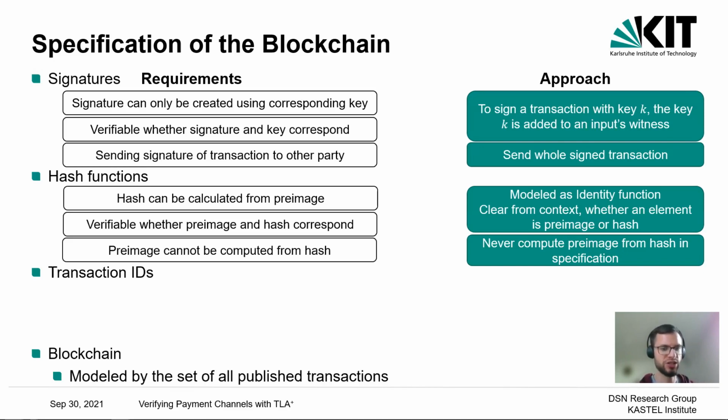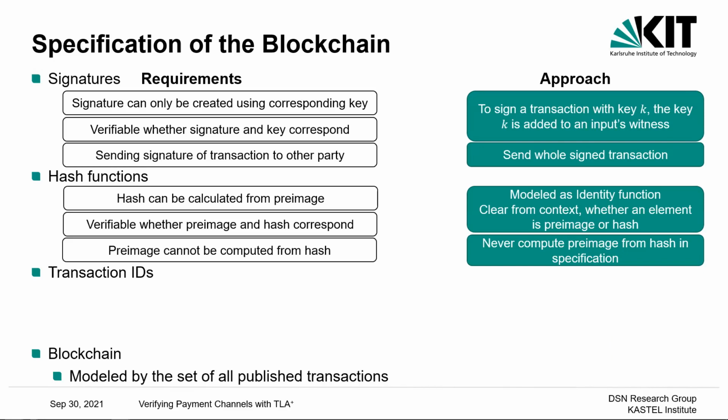And then we also have the requirement that a pre-image cannot be computed from a hash, or at least it is very difficult to find a pre-image for a hash. And to model this, in our specification, we simply never compute a pre-image from a given hash. So even an adversary is not allowed to do this.